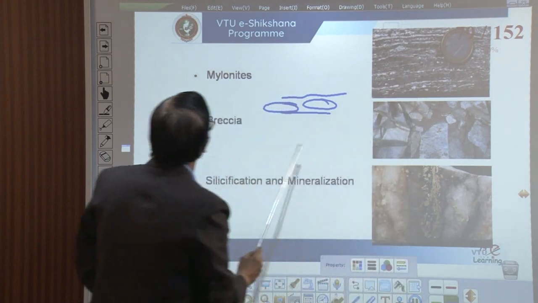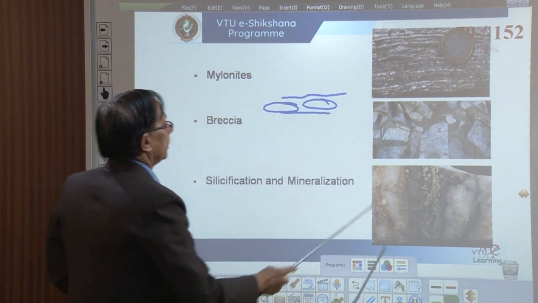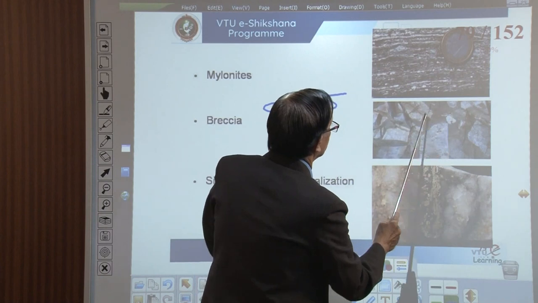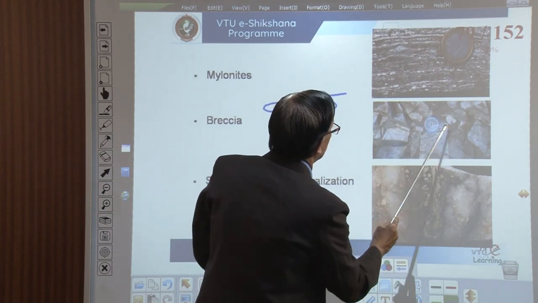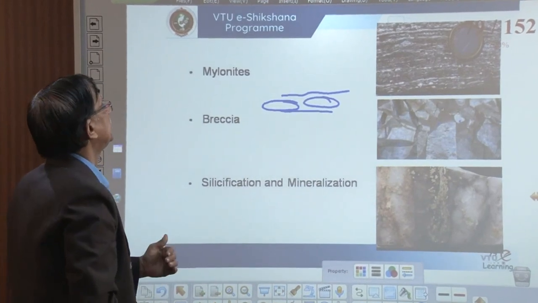This kind of structure may develop, or rocks, a huge rock block, are completely broken into smaller and smaller fragments. In between, fine materials are present. This is called breccia.